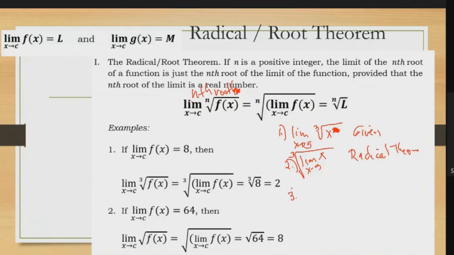Number 3. What's next? Constant multiple. Not yet the constant, the constant multiple. Limit of x. What will the answer inside be? 5. So this is the limit of x. Can we still simplify this? No, nothing more. So the answer is the cube root of 5. Okay, easy, right?